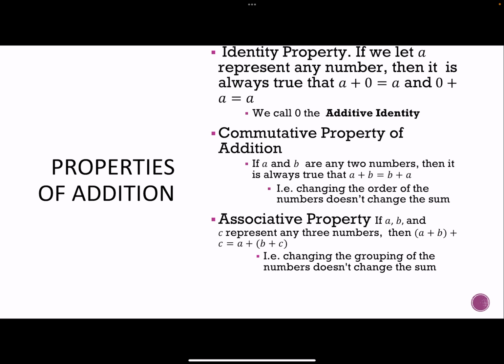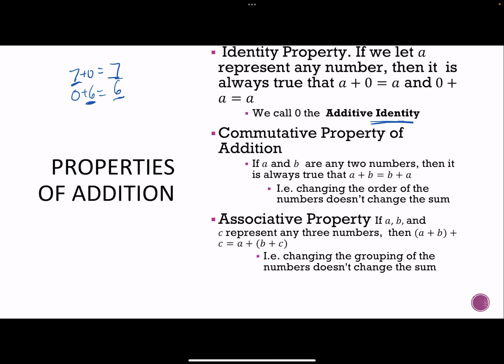So first we have our identity property. If we let a represent any number, then it's always true that a plus 0 equals a and 0 plus a equals a. We call 0 the additive identity, meaning it doesn't change the identity of a number, it leaves it by itself. So for example, 7 plus 0 would be 7, and 0 plus 6 would be 6, right? Our numbers remain unchanged.